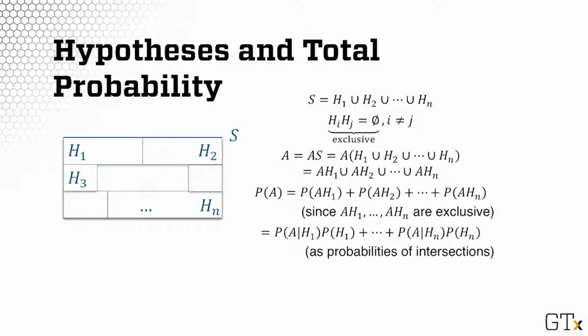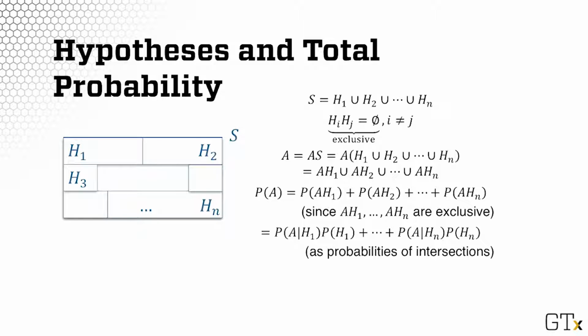Think about a sure event, the sample space, and think about n events. I denoted them with H1, H2 up to Hn, which we call hypotheses. Notice that these hypotheses split the sample space, and the sample space can be expressed as the union of these hypotheses. However, the hypotheses do not overlap. So actually, the sample space is partitioned by these n hypotheses. The intersection of hypothesis i with hypothesis j is an empty set, an impossible event. So the hypotheses are exclusive.